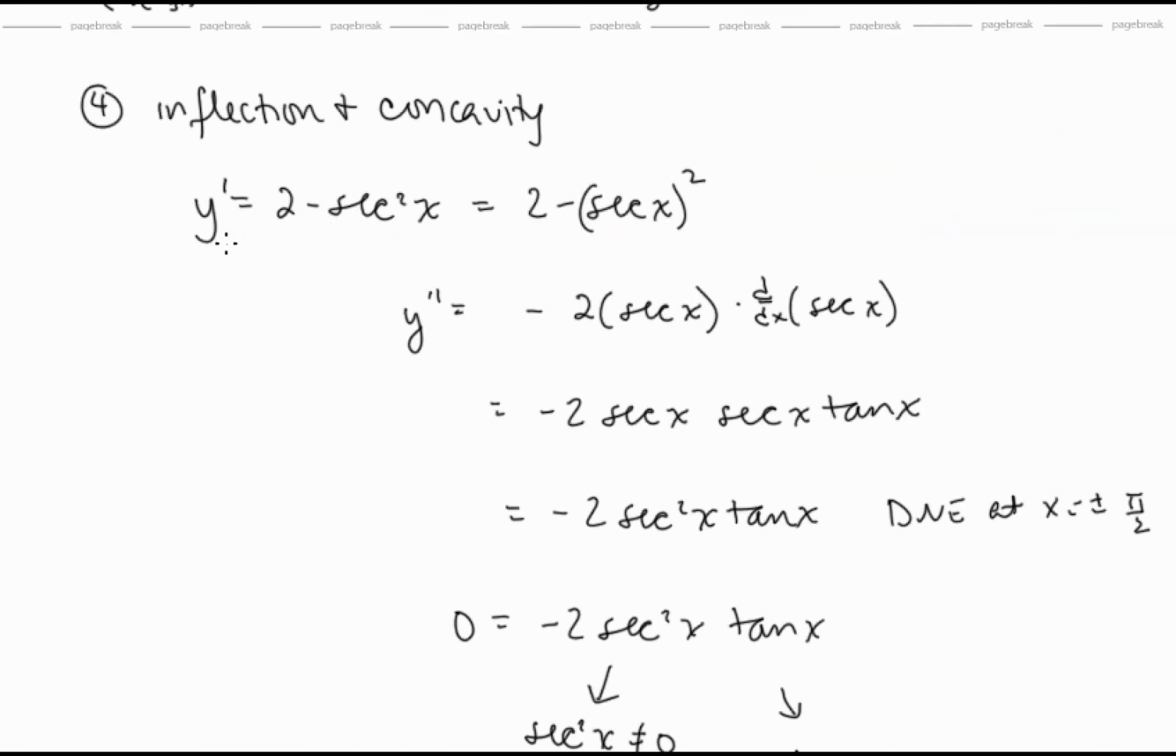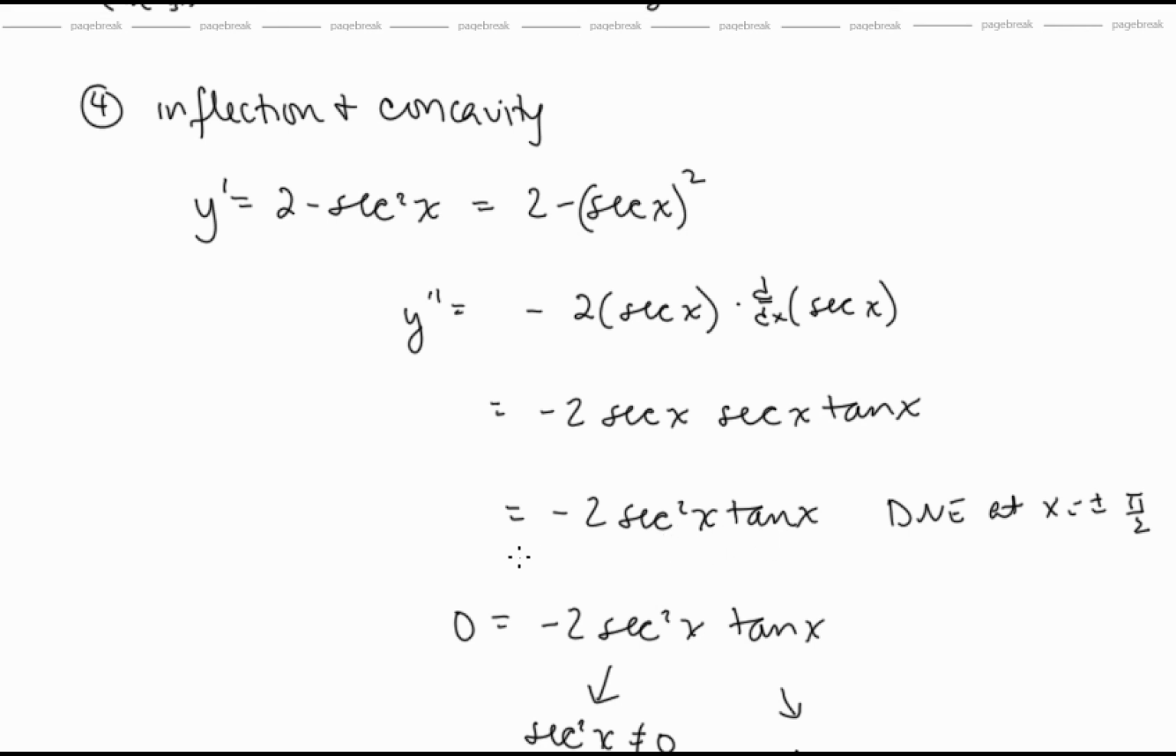So we said that y prime is equal to 2 minus secant squared x. So y double prime is going to be 0 minus, the 2 comes down, 2 secant x times the derivative of secant x. That's secant x tan x. So this becomes negative 2 secant squared x tan x. Now again, we notice this does not exist at x equals positive and negative pi over 2 because we have cosines in our denominator here.